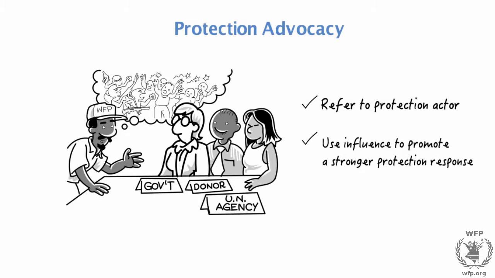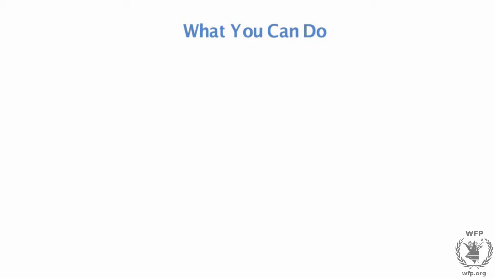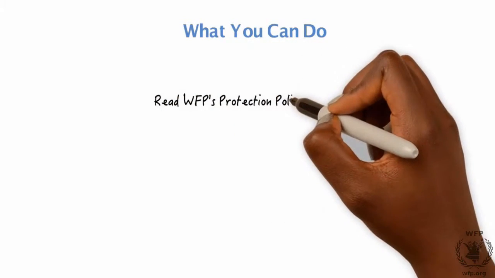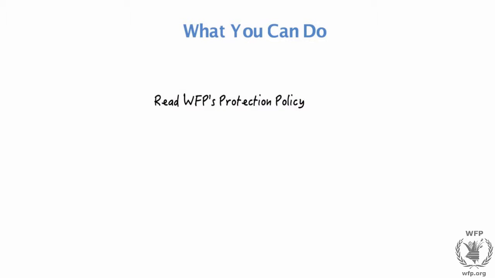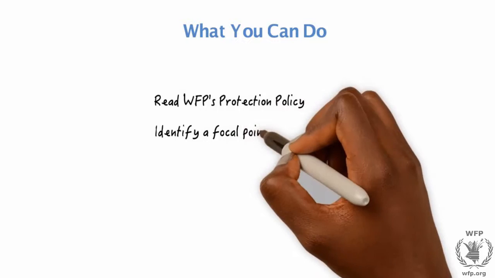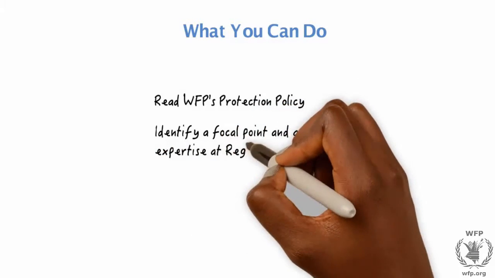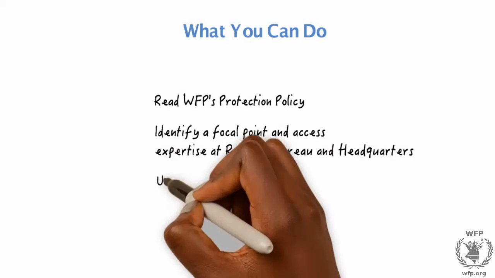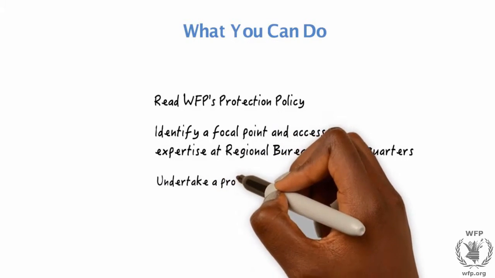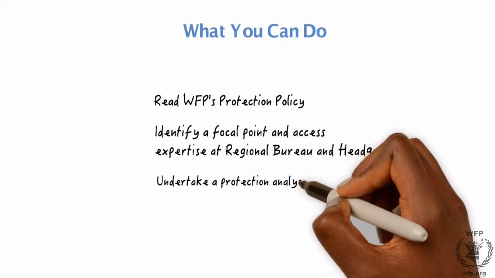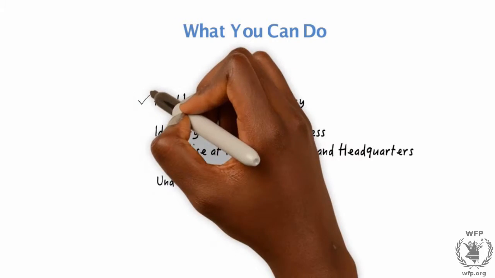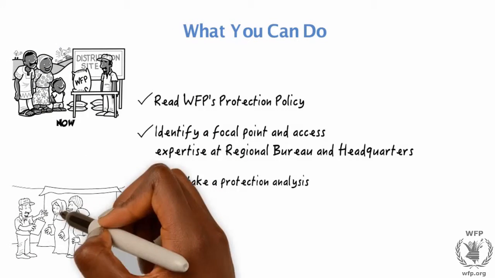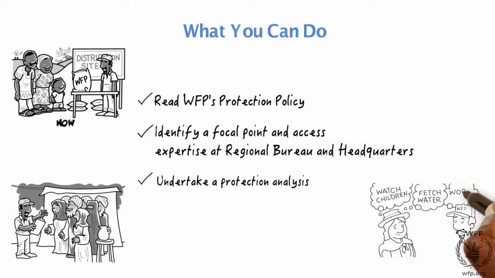If you want to better integrate protection into your work, here are a few things you can do to get started. Read WFP's protection policy, which describes the key issues in more depth. Identify a protection focal point in your country office and access expertise at the regional bureau or headquarters level. Undertake a protection analysis to understand the risks and potential mitigating measures. Then you will be well on your way to integrating protection and contributing to the safety, dignity, and integrity of the people we serve.